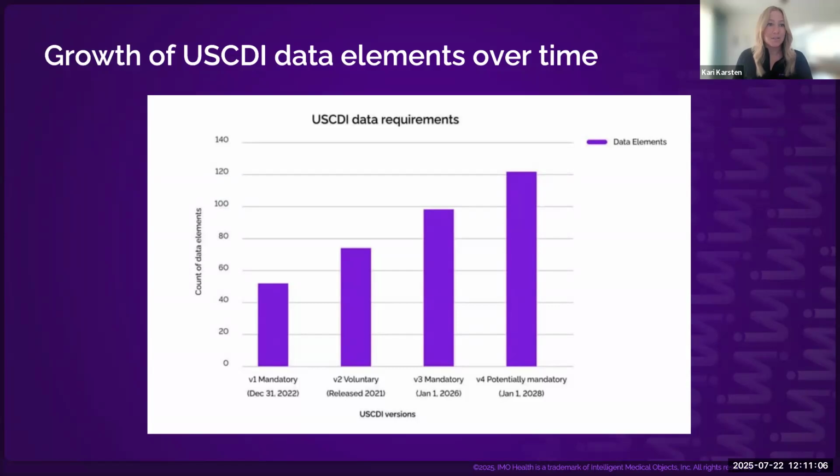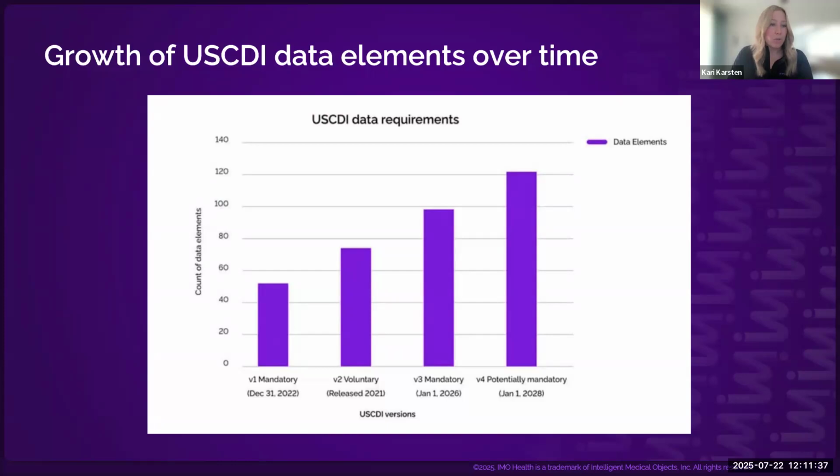And FHIR is that standardized language that we're all using. And then if we think about growth and how we support growth, well, V4 adds 20 new data elements thus far and 1 new data class on top of those V3 standards. And so IMO is here, and we're staying ahead of the game with all of those required codes that need to be supported under USCDI, and we're maintaining that data ahead of time.